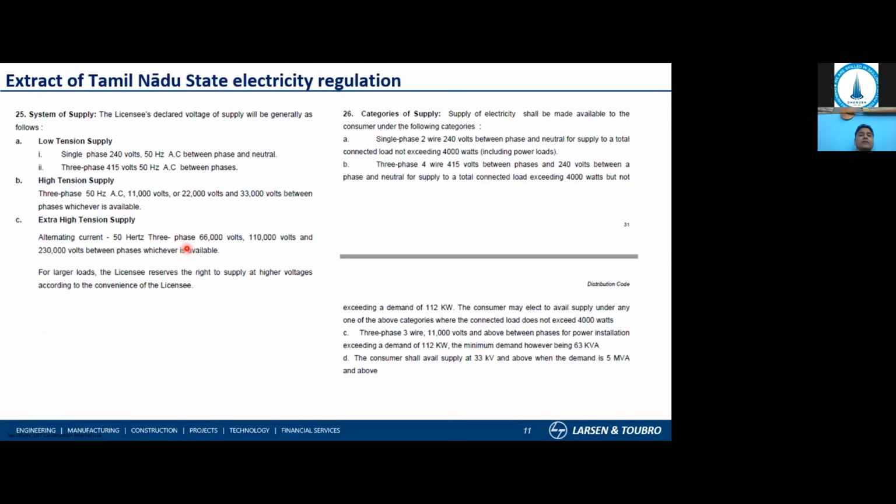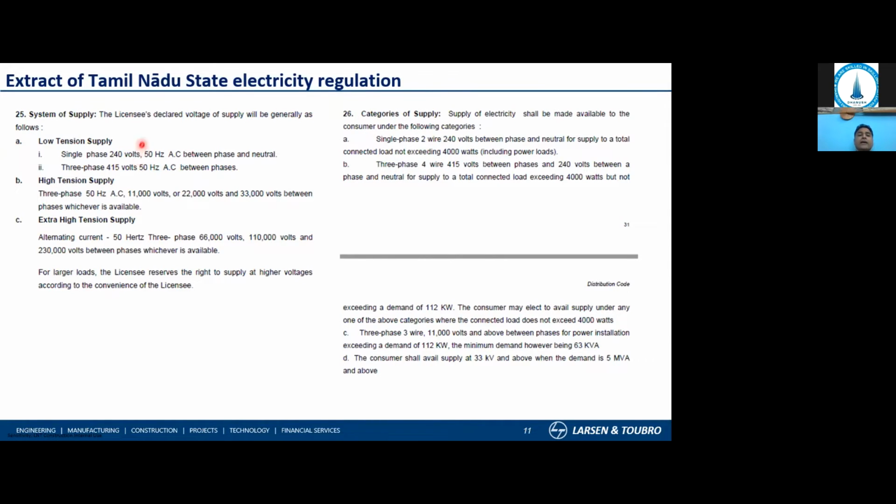See, this is an extract from the Tamil Nadu state electricity regulation. You can see here, when the voltage is in the range of 240 volts or 415 volts, it comes under the low tension category. When the voltage is 11 kV and up to 33 kV, it comes under high tension supply. And the moment it goes to 66 kV and above, it comes under the extra high voltage category. This is very, very important because this will decide the size of the switchyard and the substation we have to plan, what size is required, and at what location it is required. And on the right side of the screen, we have the category of supply.